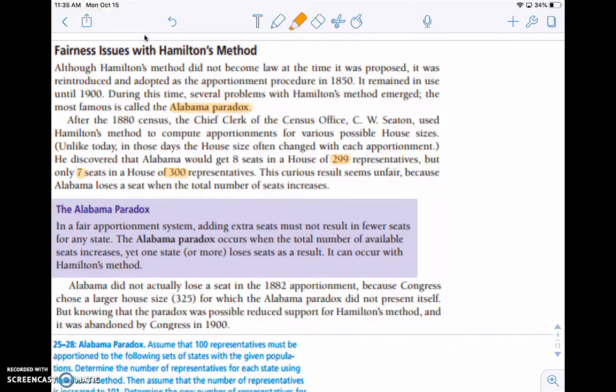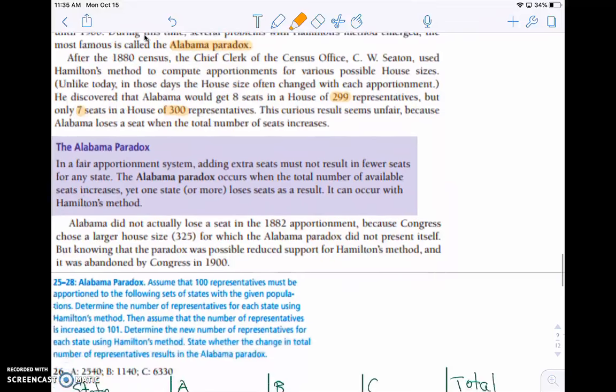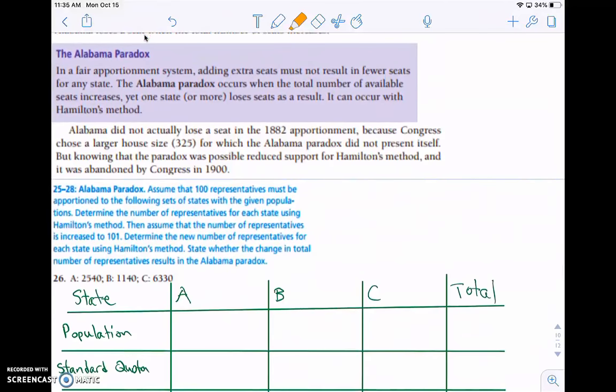So 1 seat was added to the House of Representatives, but Alabama's population didn't change, yet using Hamilton's method, they lost a seat. This curious result definitely seemed unfair because we increase the total number of seats, yet Alabama loses a seat. So that's what we call the Alabama paradox. We're adding extra seats, but it had a counter effect on Alabama. In the Alabama paradox, one state or more loses a seat as a result of adding more seats using the Hamilton method.